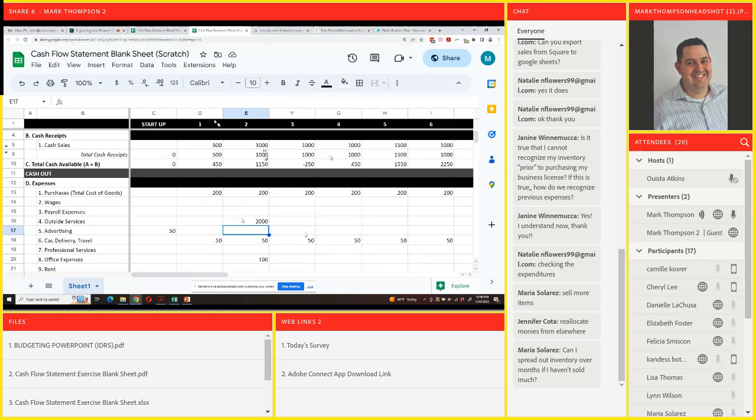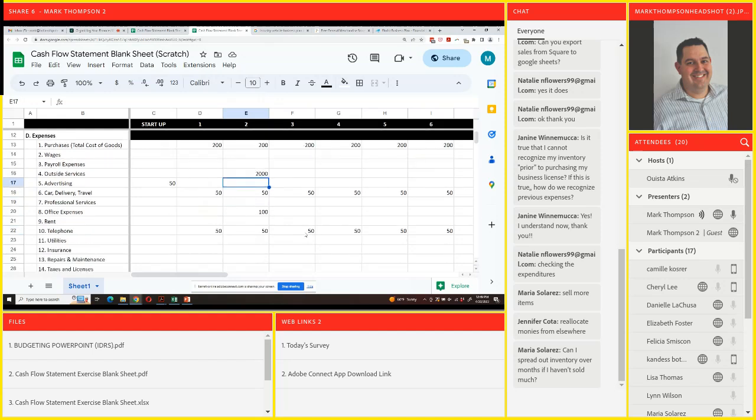And I apologize. I'm using two computers here, and so I'm seeing that I'm leaving these ghosting arrows all over the page, but they shouldn't be there.